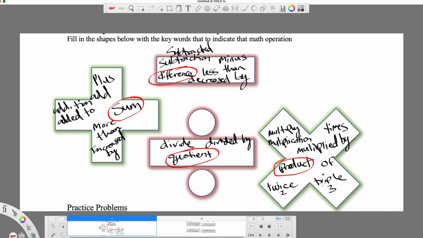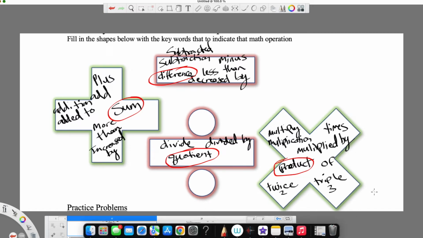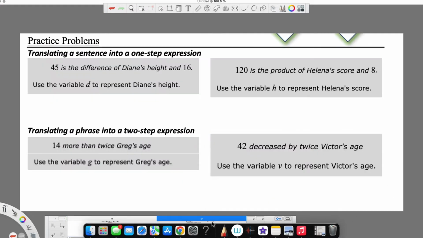All right. Now that we've filled this in, we're going to take a look at some of the problems. First we're going to translate a couple into one-step expressions, meaning there's only going to be one operator, which is a better way to say that. So, 45 is the difference of Diane's height and 16. All right, so 45, hopefully that's very straightforward.